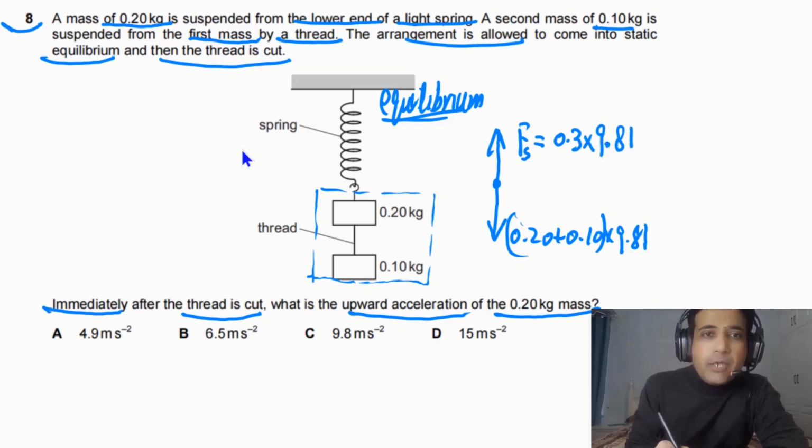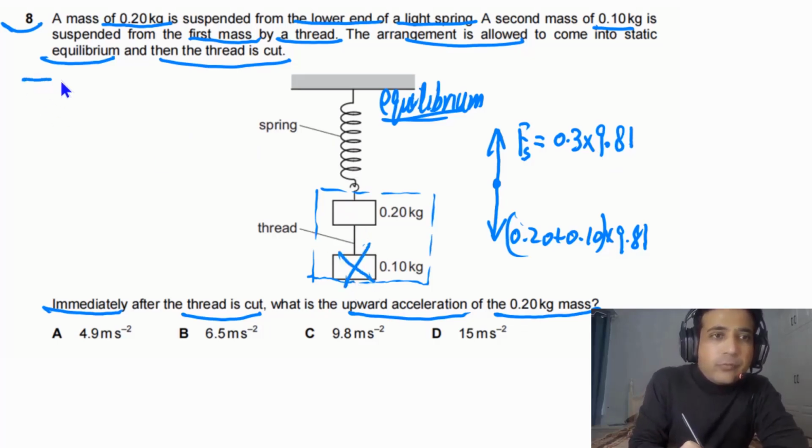Now it is given to us this thread is cut. It means this mass has been removed. So we can redraw this setup again. We have spring here and there is only one mass that is attached with this spring, and that mass is 0.20 kg.